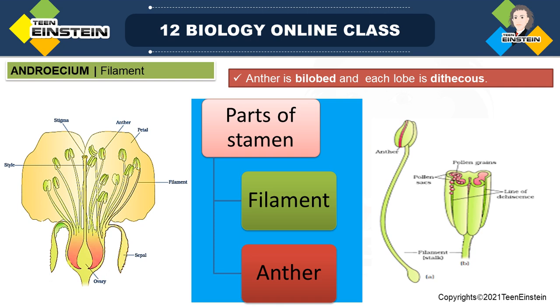The theca means the envelope or the sheath or the case. So each lobe has two theca, or they are called dithecous. In the second picture you can see that the anther is bilobed and each lobe is dithecous.